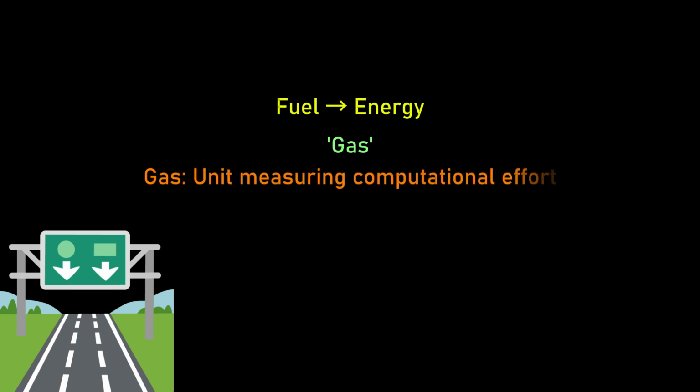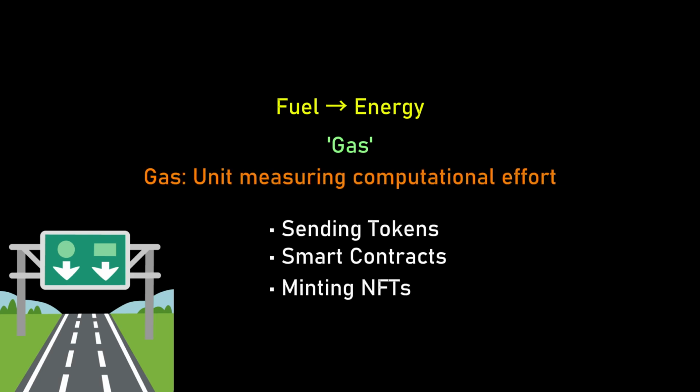Think of a blockchain like a highway. To drive your data from one point to another, you need fuel. In the crypto world, this fuel is called gas. It is the unit that measures the amount of computational effort required to execute specific operations on the network.